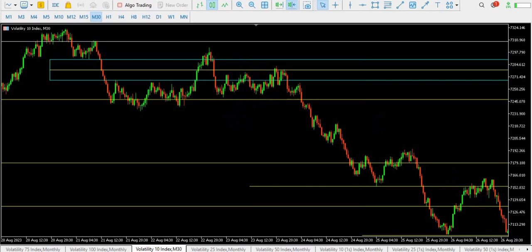So I took my entries around this area, and I took some here.